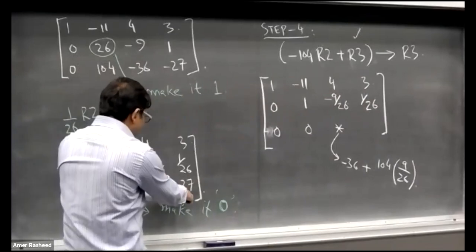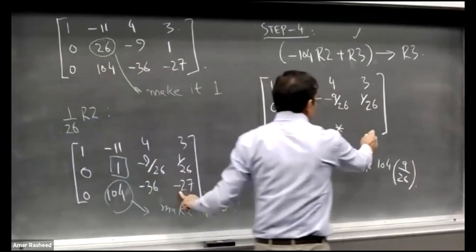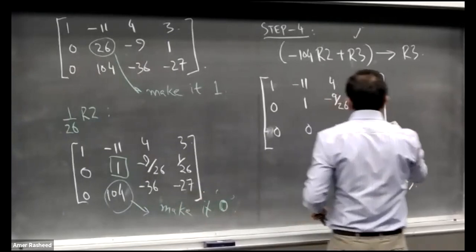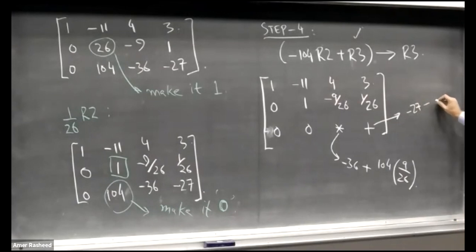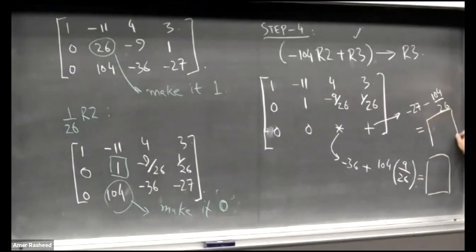Now यहाँ पे क्या आएगा, ये वाली एंट्री क्या होगी, ये वाली एंट्री होगी minus 27 minus 104 divided by 26. Now tell me, solve this and tell me the entry. What is यहाँ पे क्या आएगा और यहाँ पे क्या आएगा? Tell me. Solve it quickly, please.